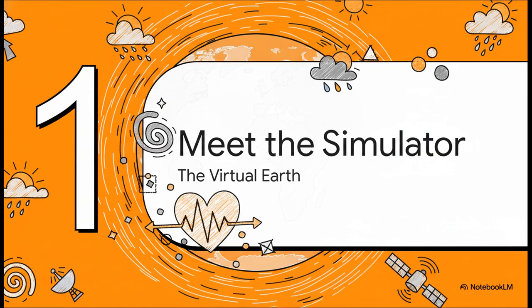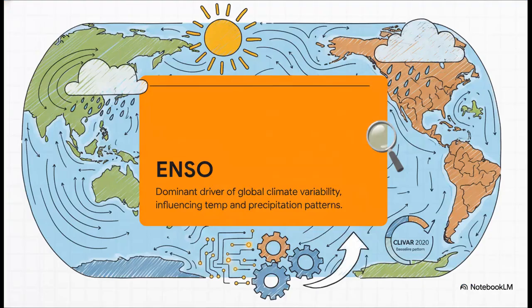Meet the climate simulator, the virtual Earth. To get our bearings here, we really have to talk about ENSO, the El Niño Southern Oscillation. This is the massive climate engine located in the Pacific Ocean that basically dictates weather extremes globally. If you've ever experienced intense droughts or severe flooding, particularly in places like Australia, ENSO is largely the thing pulling the strings behind the scenes. And because it's so critical, any climate model worth its salt has to be evaluated against incredibly strict diagnostic baselines, like the Cleavar 2020 metrics. You just have to get ENSO right or your whole virtual Earth falls apart.